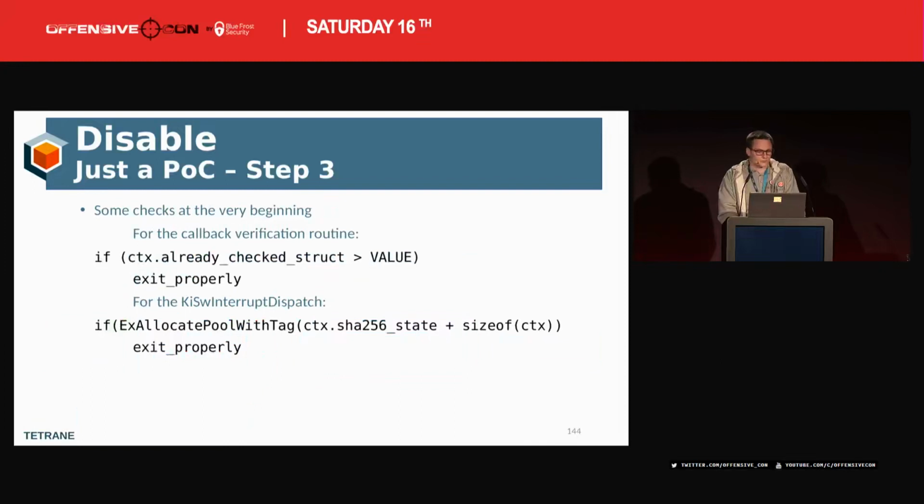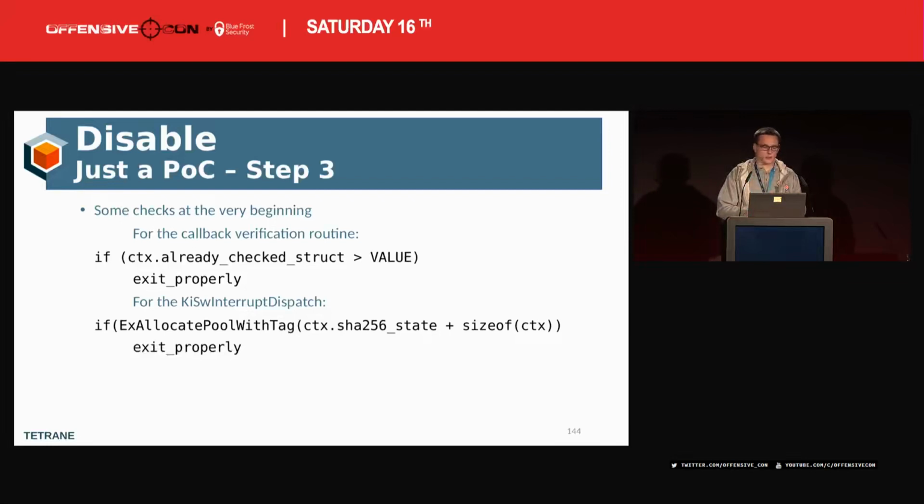So how to disable it? If you look at the beginning of the verification routine, for example the callback verification routine, one of the first checks done is whether or not the number of the already checked structures is above a value, and if so, it will exit properly. But as I said, this value is user controlled. We can patch it as we want, and we just have to put something like 2000, and it will exit properly.